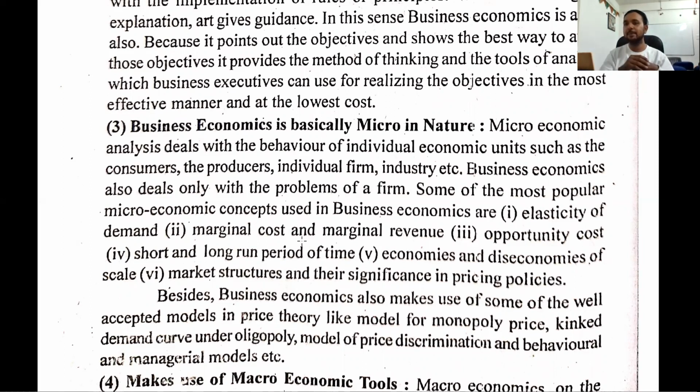Let me say for an example, the GDP of the country, inflation of the country, the national income of the country, the NNP of the country, the banking sector of the country. So all these things are considered in macroeconomics, because the study of the whole economy is macroeconomics. But business economics is basically micro in nature, because business economics focuses on the study of only a single firm, a single business, a single company. So this is micro in nature.